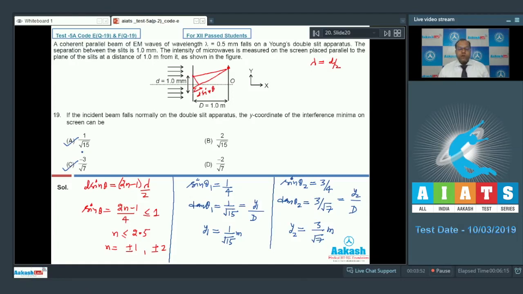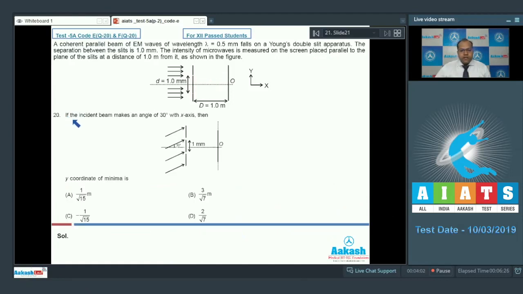Let's move to question number 20. In question number 20, if the incident beam makes an angle of 30 degrees with the x-axis, then what is the y coordinate of minima? So when the rays are incident at the slits S1 and S2, they already have a path difference of d by 2. So we can write d by 2 into sine theta is equal to (2n minus 1) into lambda by 2, where the value of lambda is d by 2.